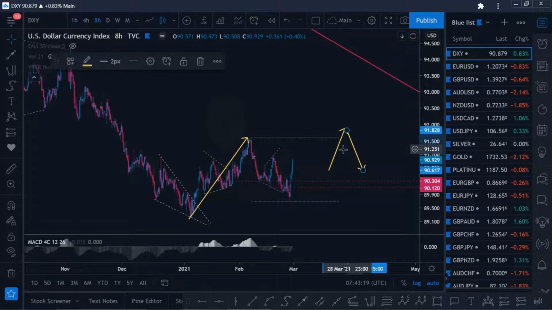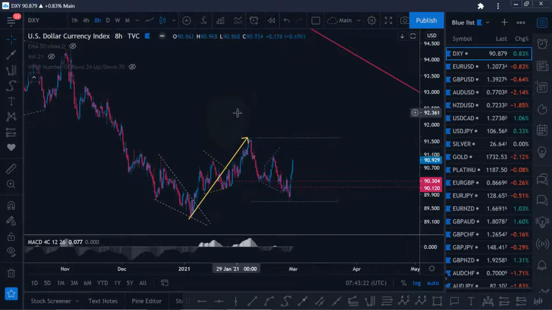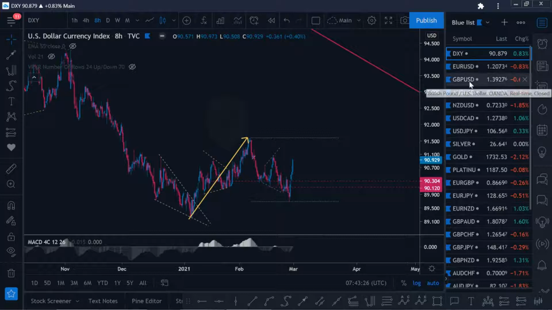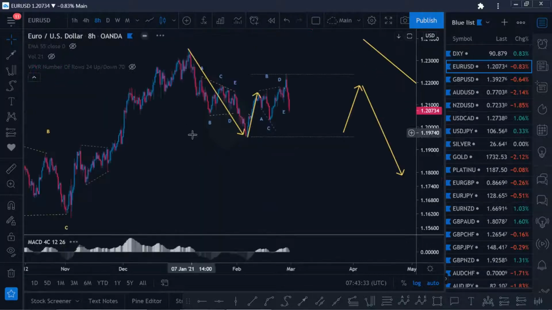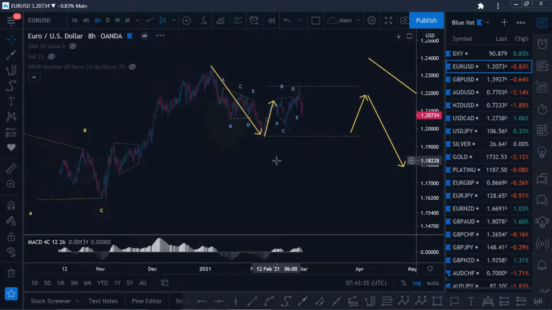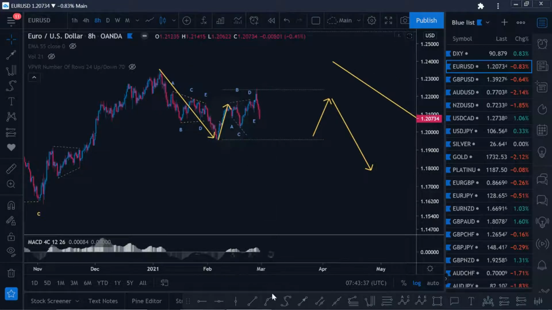In terms of trades, we don't trade the DXY, but we can start to look for some other pairs. The pound is a really good setup. The Aussie, New Zealand, all these other smaller dollar pairs are looking really good. The euro isn't a great setup. Like I said, the euro is much about just being patient and seeing how things develop.